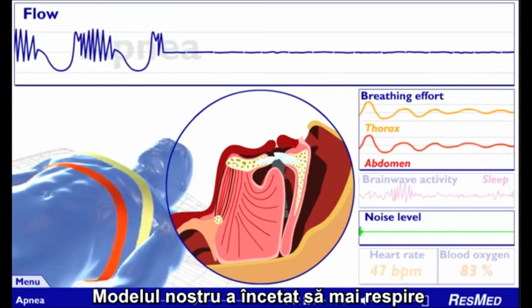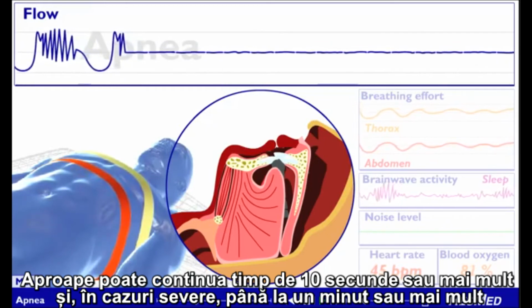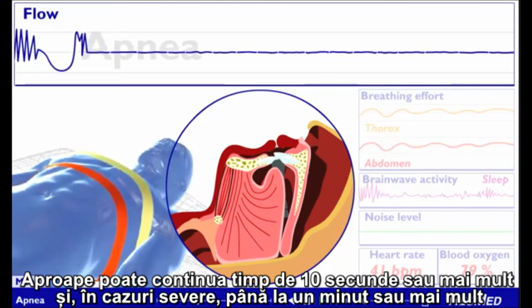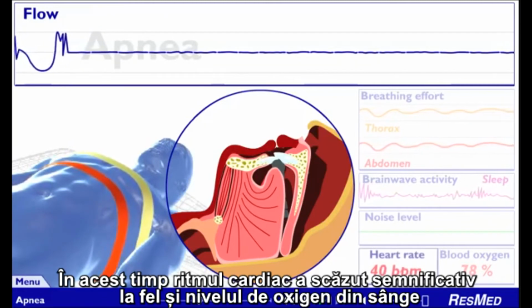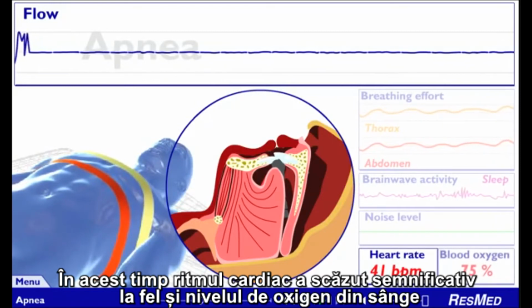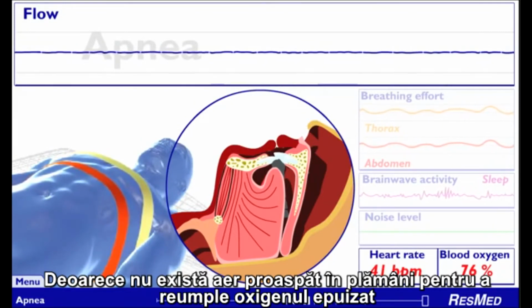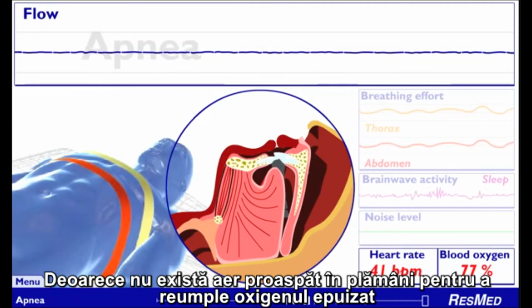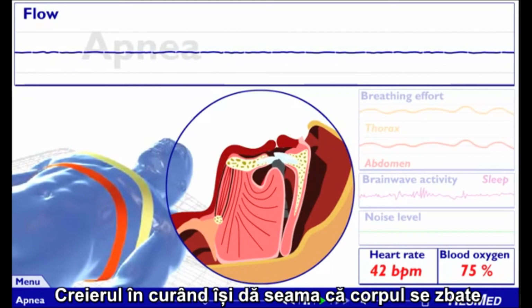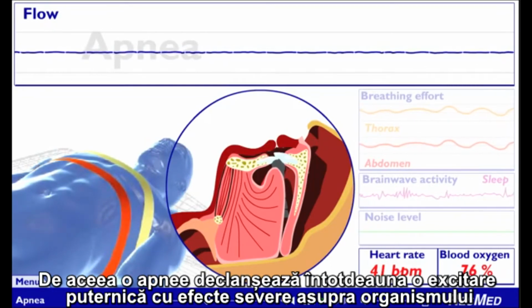Our model has stopped breathing. An apnea can continue for 10 seconds or more, and in severe cases for up to a minute or longer. During this time, the heart rate drops significantly. So does the level of oxygen in the blood, since no fresh air enters the lungs to replenish the depleting oxygen. The brain soon realizes that the body is struggling. That is why an apnea always triggers a strong arousal.